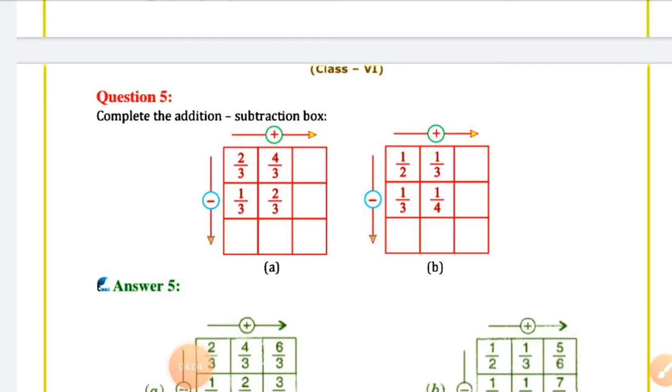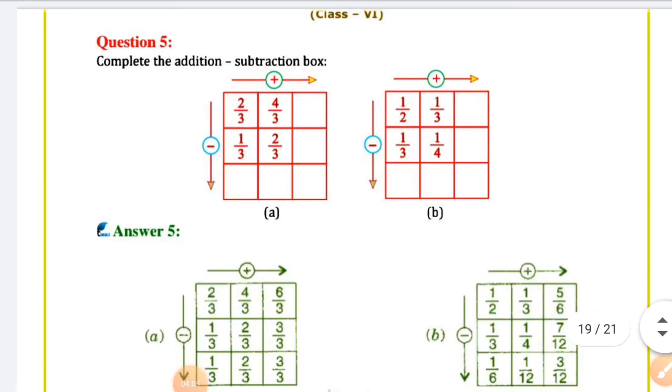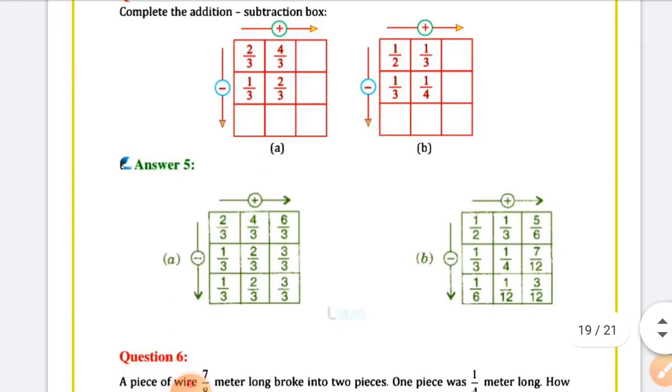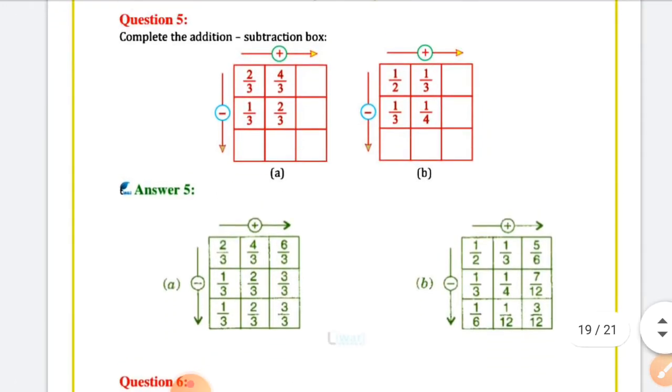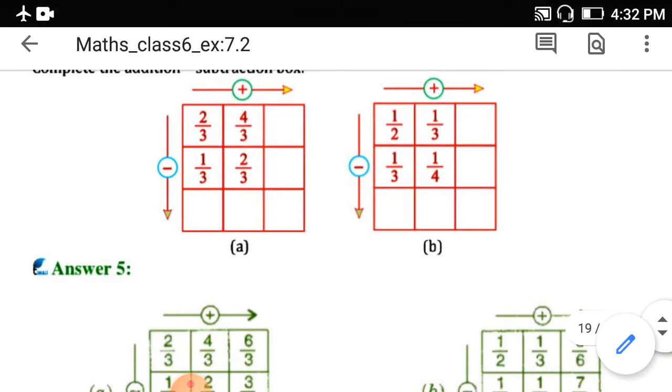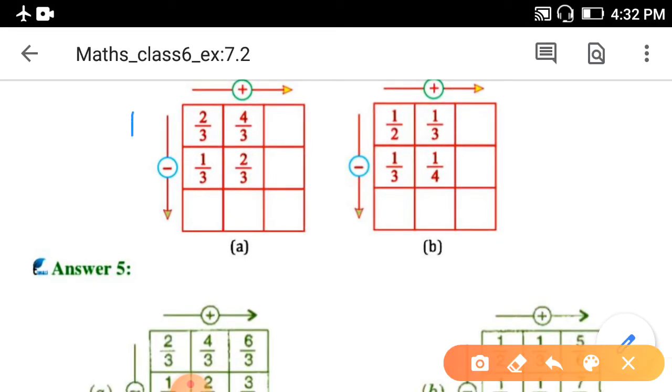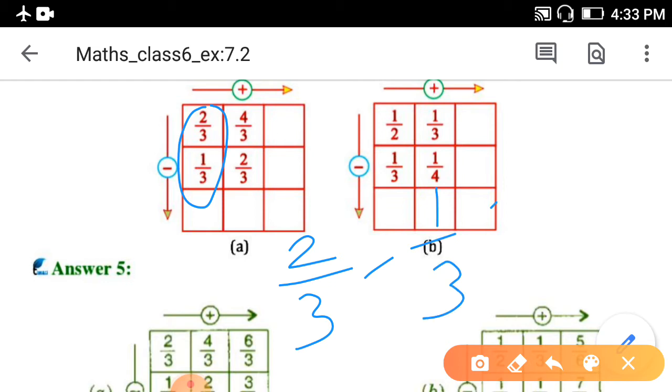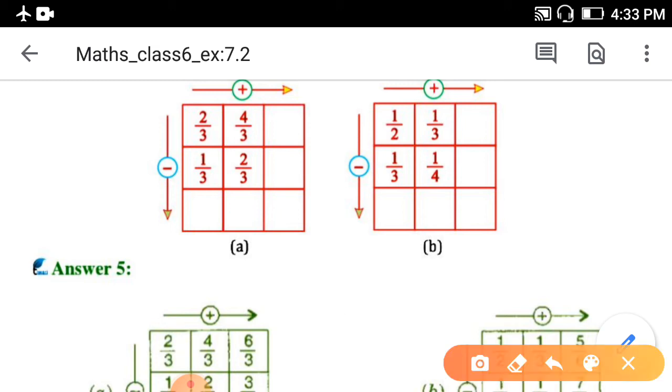Question number 5. Complete the addition and subtraction box. So here two boxes are given. Vertically you have to subtract and horizontally you have to add. How to do, let's see. 2/3 minus 1/3. So 2 minus 1, 1, and 3 denominator. So here in the first box your answer is 1/3.